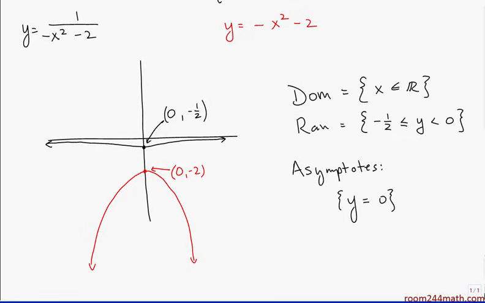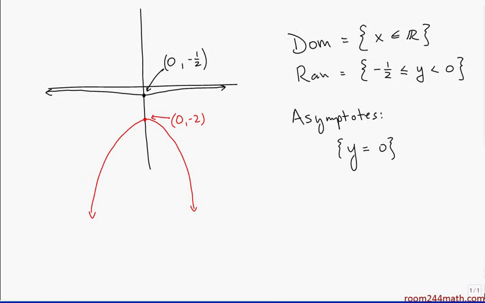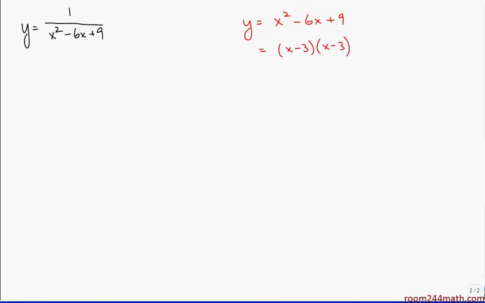Okay, let's take a look at one final example. In the last section we talked about the three cases: one where you have 2 zeros for the quadratic, one where you don't have any, and the third case where you have just 1 zero. So what if we have a reciprocal function like this, y equals 1 over x squared minus 6x plus 9? Again, I want to know what the denominator looks like. x squared minus 6x plus 9 factors as (x minus 3) squared.